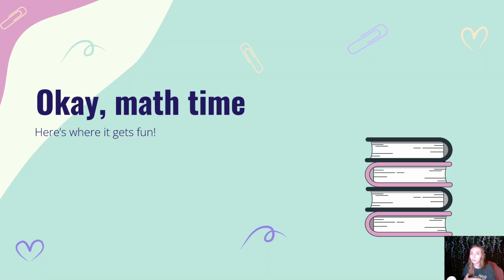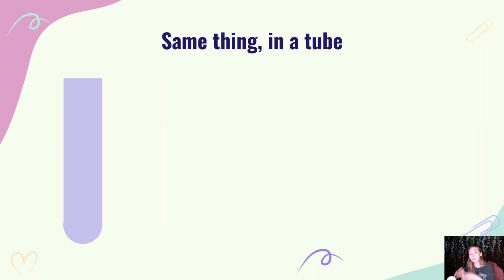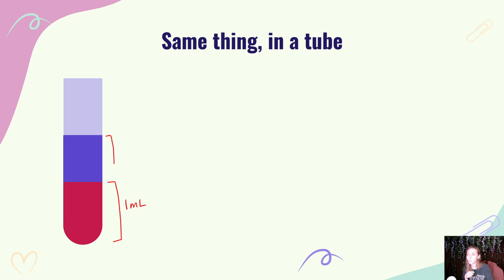So now that we understand that, let's do some math, okay? Let's do the same thing in a tube. I have a patient specimen. My patient specimen is 1 milliliter. Okay, lovely. Now I add in some diluent. Let's say I add in 1 milliliter of diluent. Okay, I have 1 milliliter of patient volume. So I have patient, I have 1 mil.